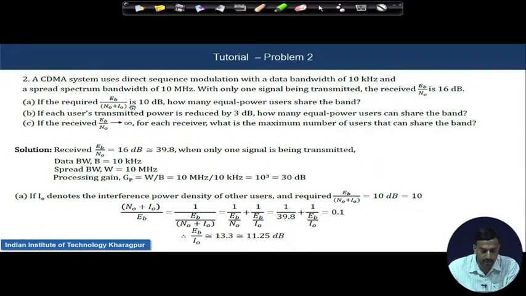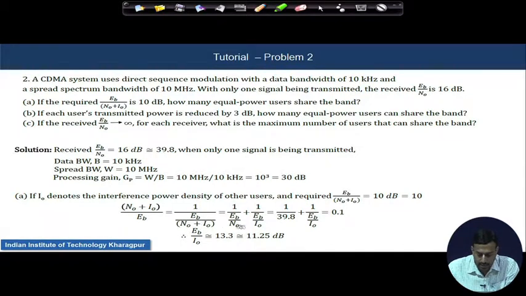So we tackle the first part of the problem, and we see that the Eb by N naught was found out. So what we do is we take the reciprocal of this term. This is in order to facilitate ease of evaluation basically. So as you see, the required Eb by N naught plus I naught is given as 10 dB, which is nothing but 10 in the linear scale. Reciprocal of this is 0.1.